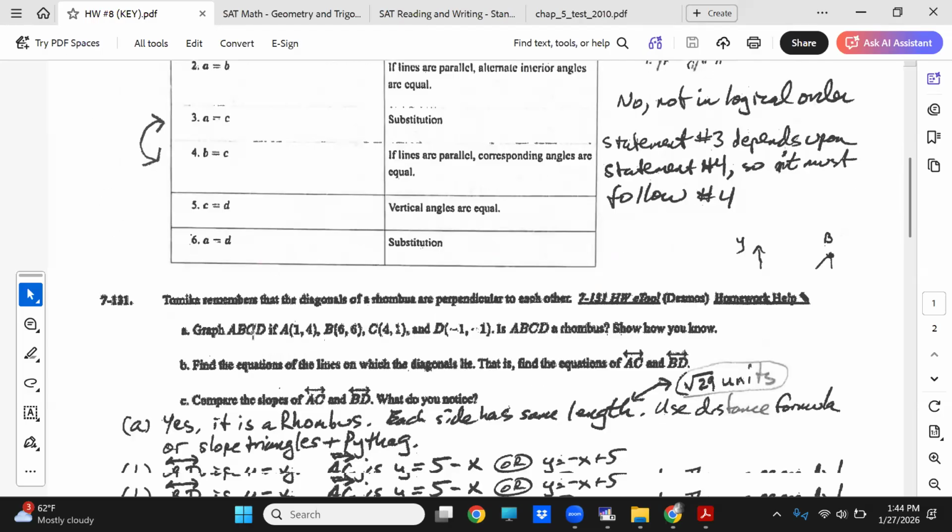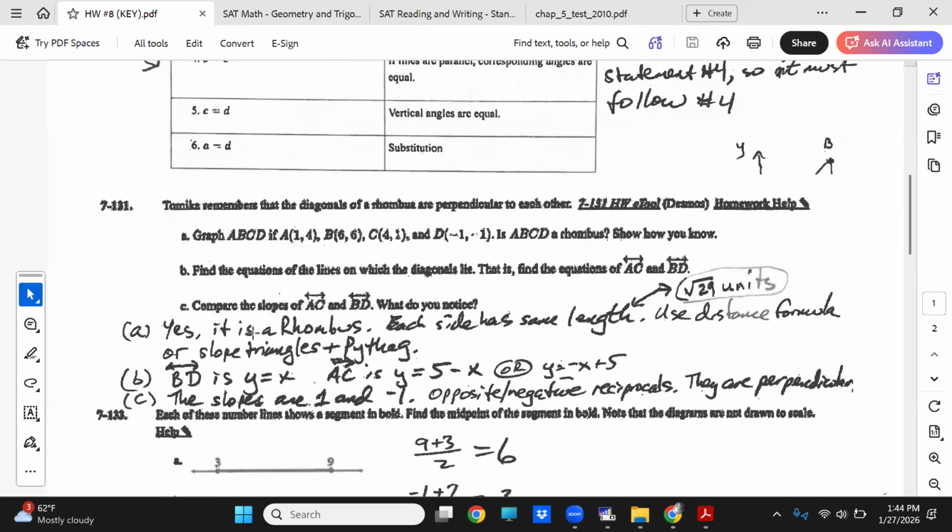Okay, for 7131, Tamika, I can't read that very clearly. Remember that the diagonals of a rhombus are perpendicular. We know this. So you plot those points. Is there a rhombus? The best thing to do is to find the slopes and see if the slopes are negative reciprocals of each other. Like, for example, if you get 2 and negative 1/2, that'd be okay.